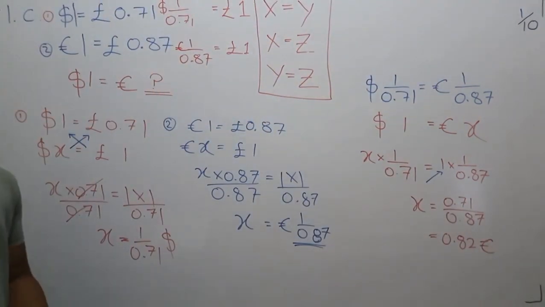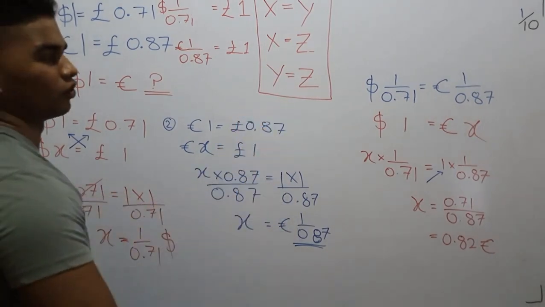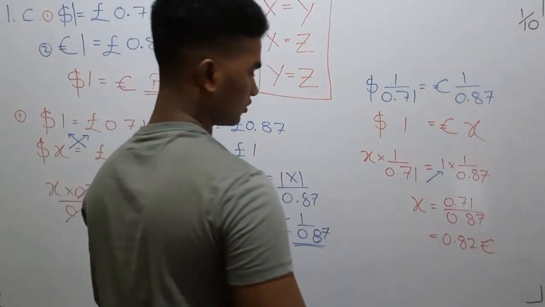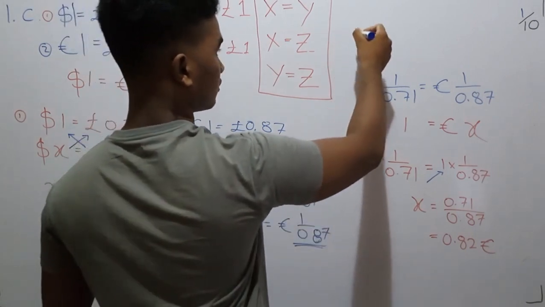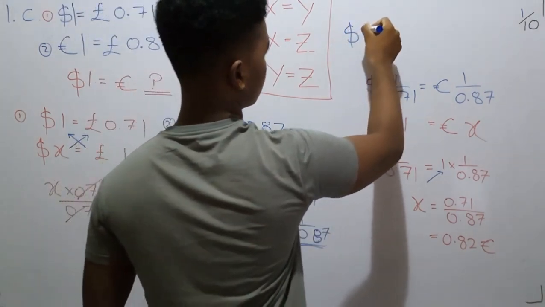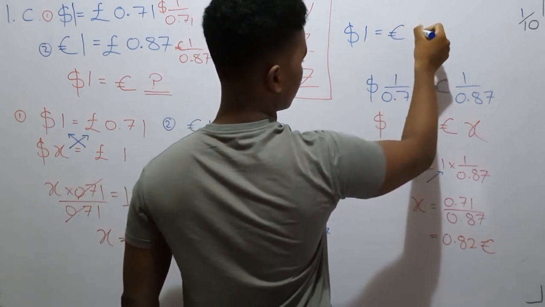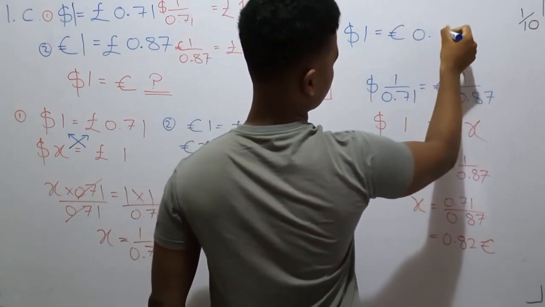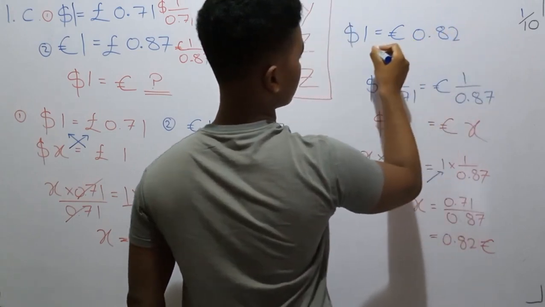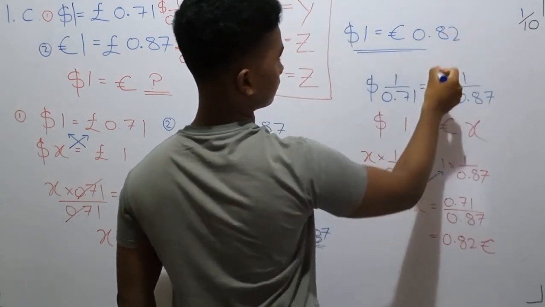So we formed a new last relationship for $1 and euros. So the final answer is $1 equals 0.82 euros. So this is our final answer.